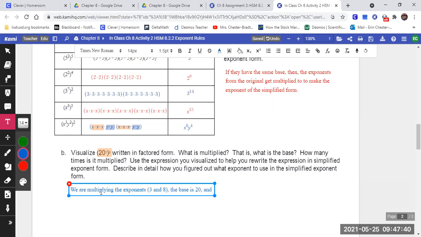And how many times would it be multiplied? So actually, what is being multiplied? The 3 is being multiplied. So let's go like that. The exponent 3 is being multiplied. The base is 20. Now the 3 is being multiplied 8 times.